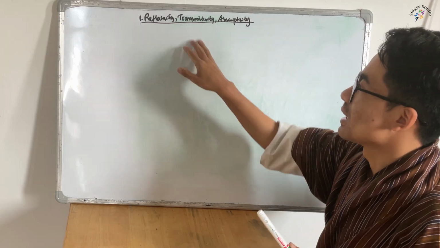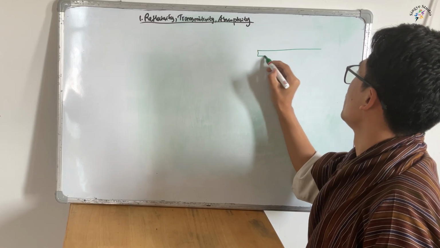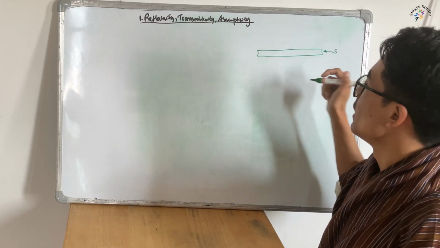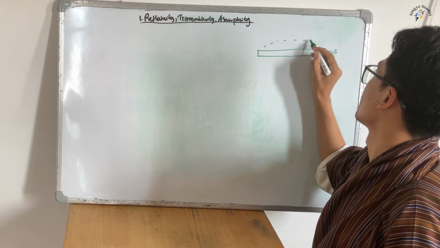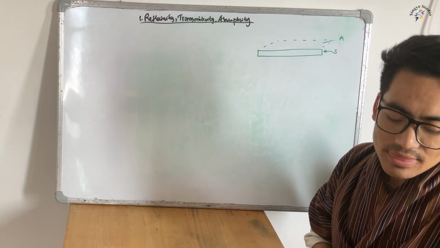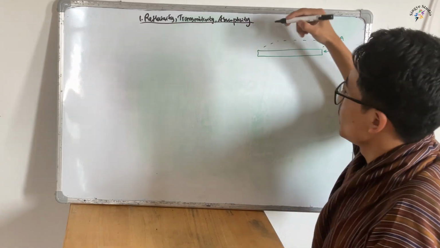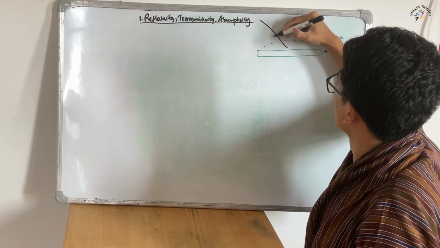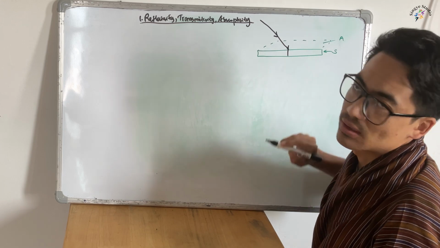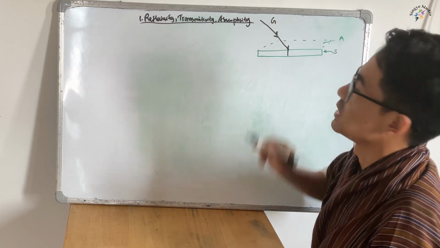Now, in order to understand this, let's consider an example where we have a surface S, and this surface has some area A. And then I'm going to say that the incident ray, the thermal radiation, is traveling and falling on the surface like this, and I'm denoting this as G.